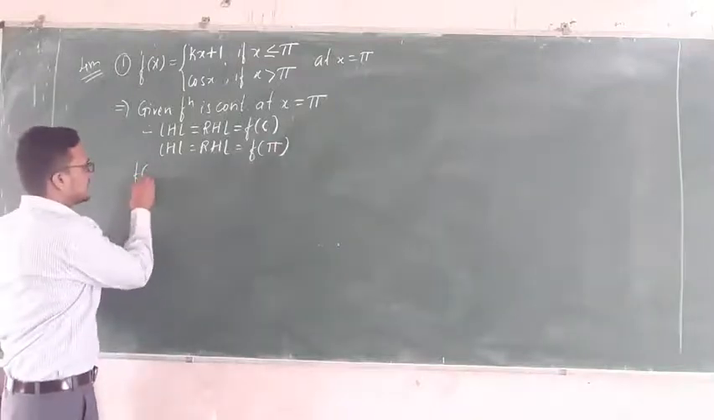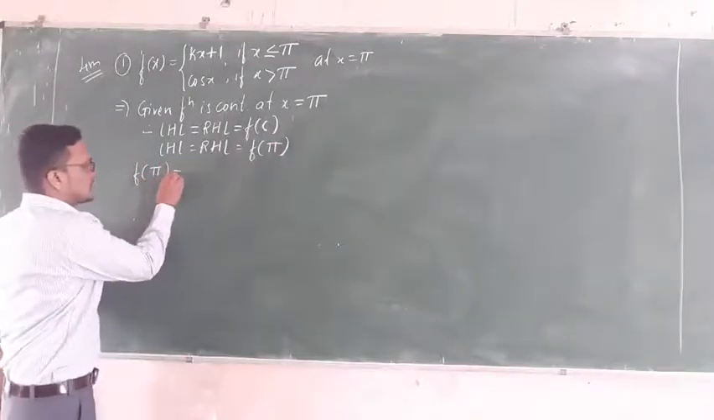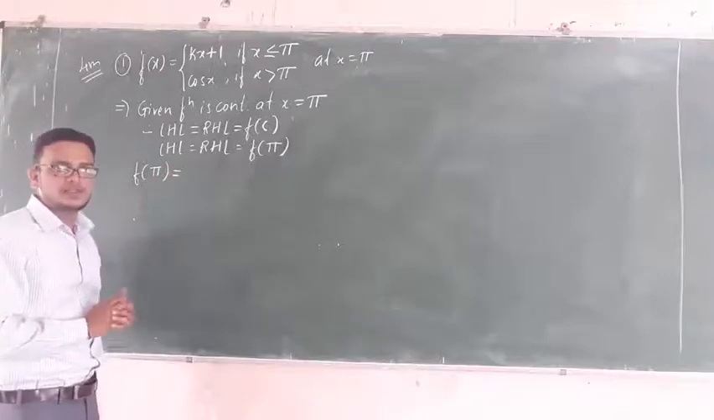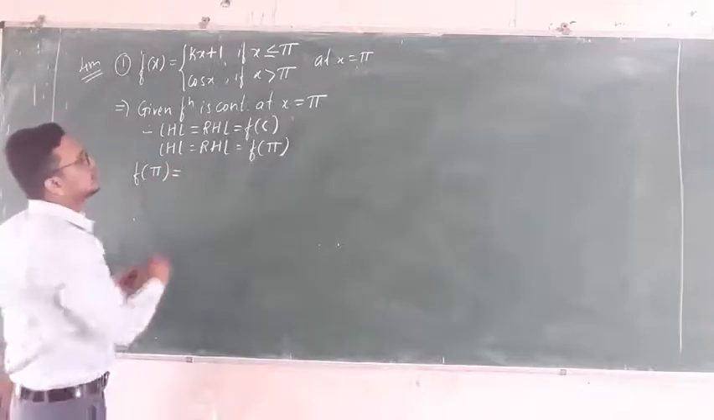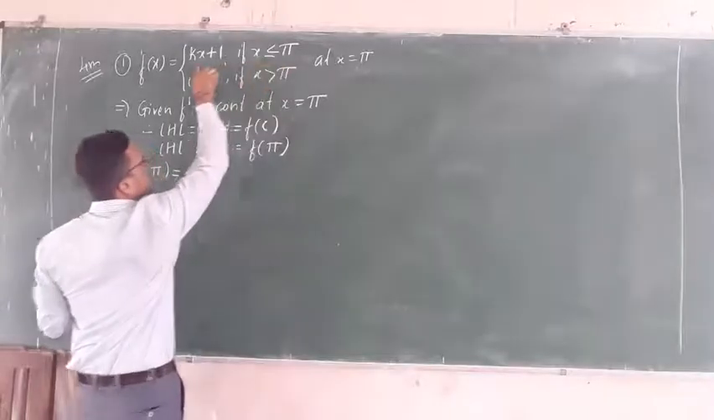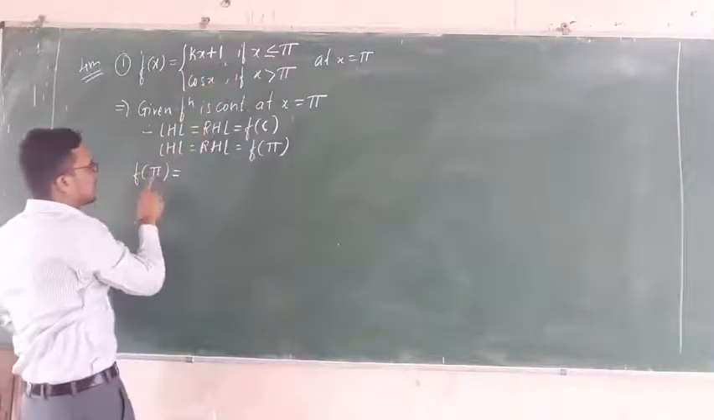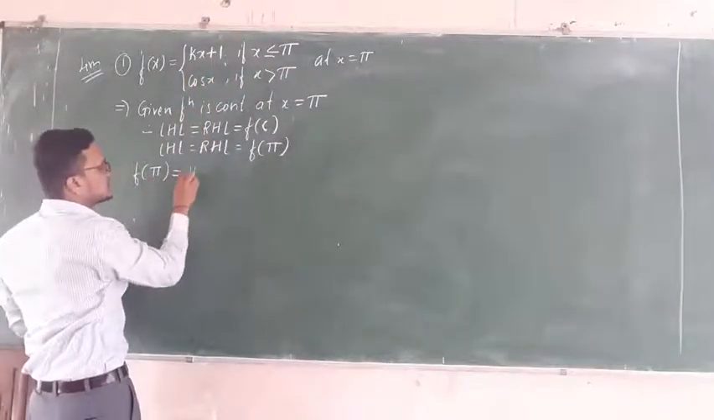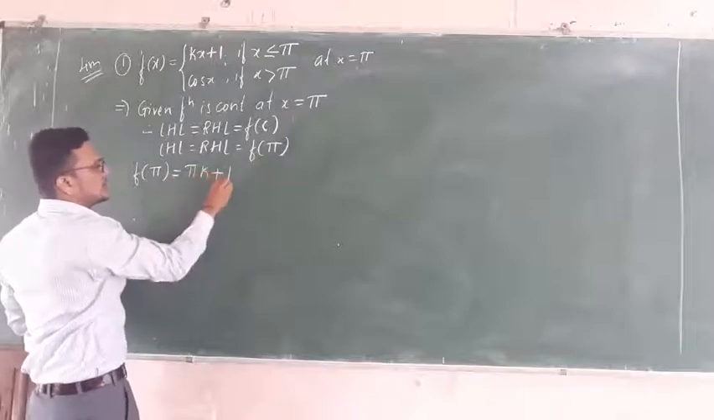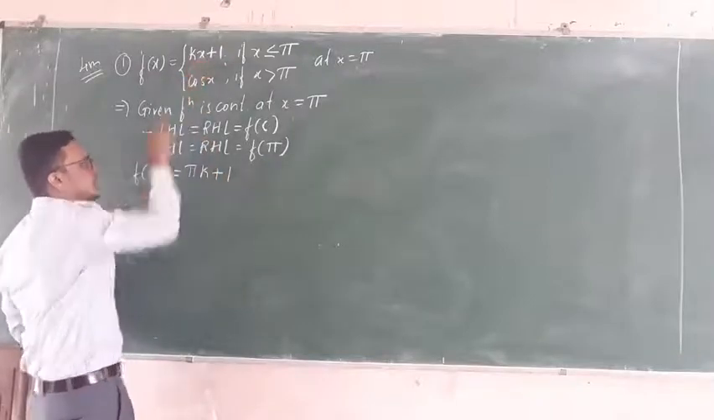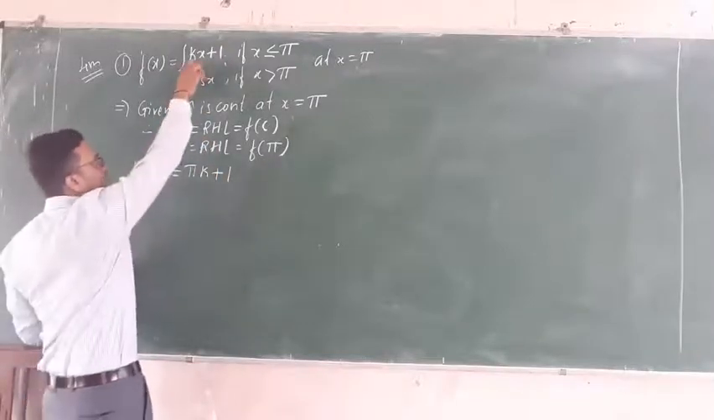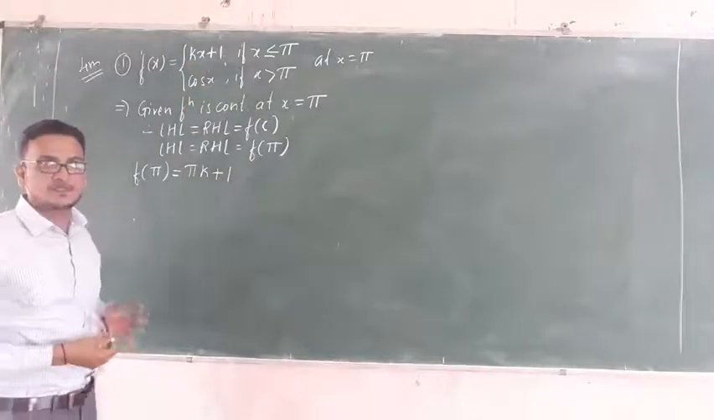So first we will find f of pi. f of pi means x equals pi. For x equals pi, the function is kx plus 1. But what is x here? Pi. So that is pi k plus 1. I have just substituted pi in the place of x. So pi into k, that is pi k plus 1.